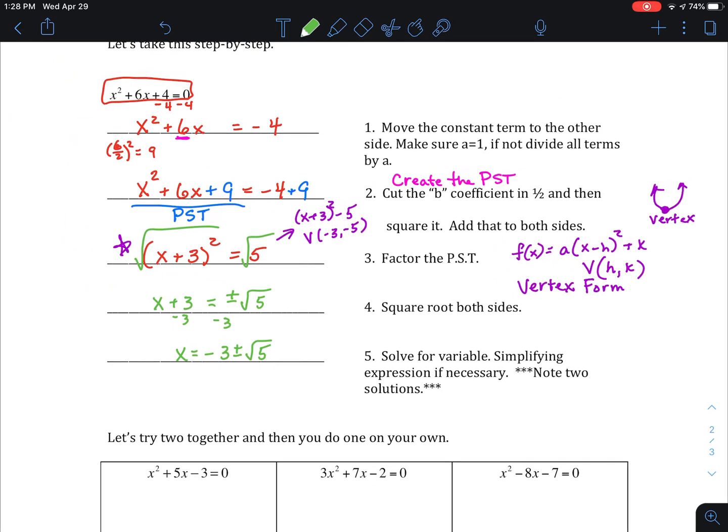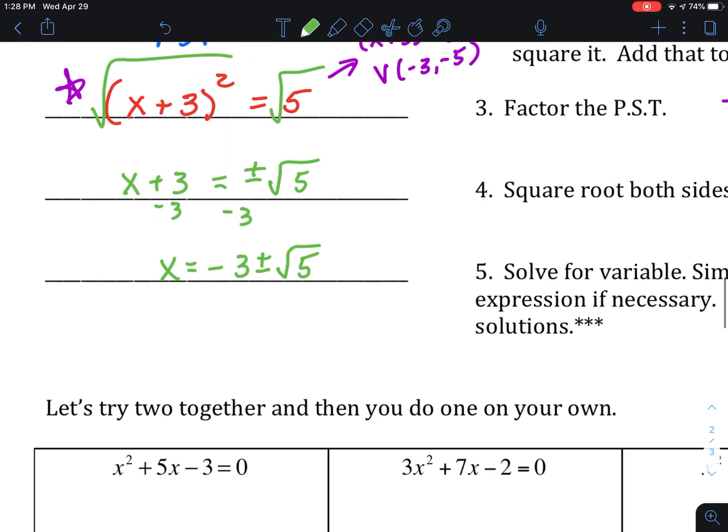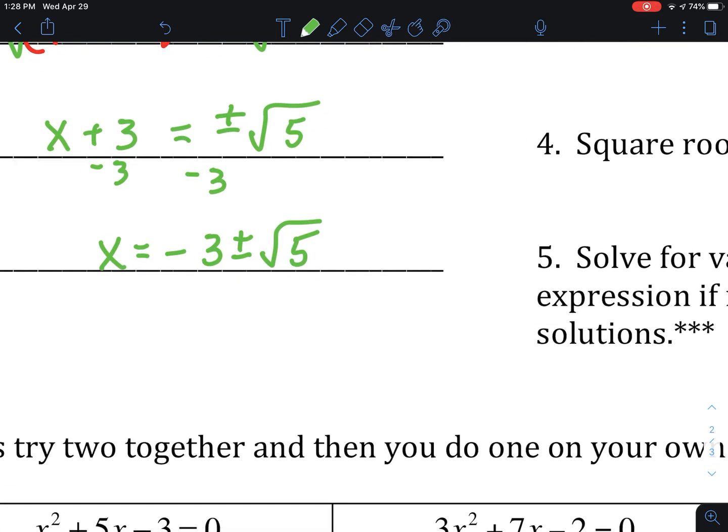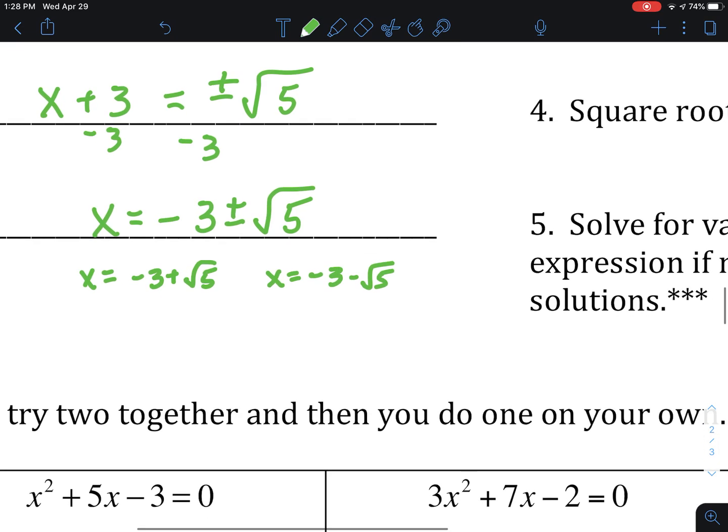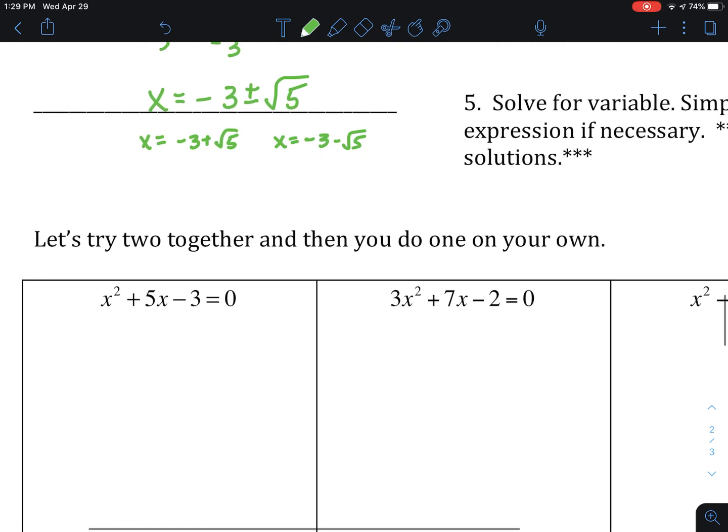This tells us that our original quadratic equation has 2 irrational solutions. The first one is -3 plus the square root of 5, and the second one is -3 minus the square root of 5. Those are our 2 solutions to our quadratic.